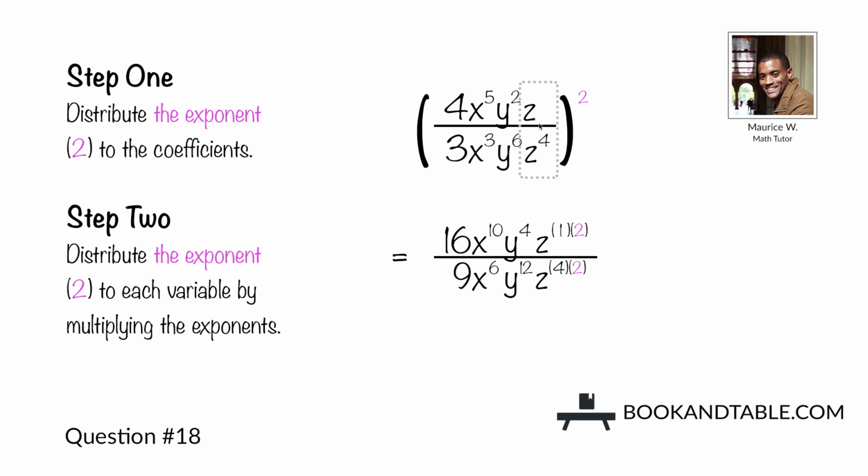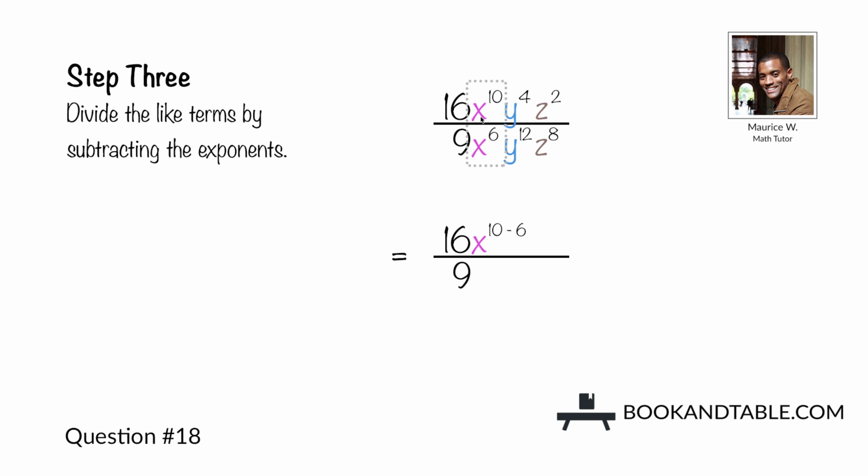And then our z variable, z has a power of 1 here. So 1 times 2 will give us z squared in the numerator. And in the denominator, we have z to a power of 4 to a power of 2, which gives you z to a power of 8. So now this is what we have. So we want to simplify this further by dividing the like terms. So divide the like terms by subtracting the exponents.